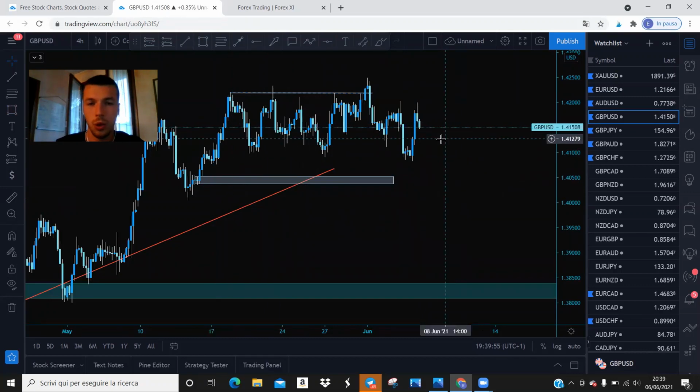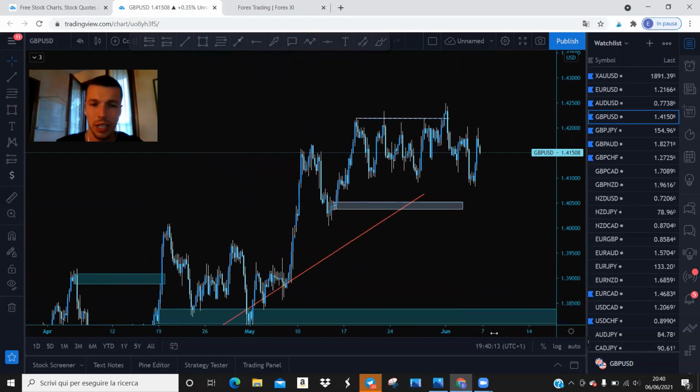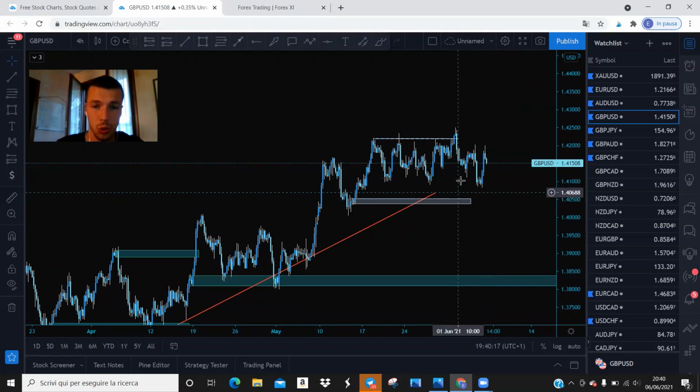GPUSD, we are going sideways, ranging, and overall, just by looking at this graph, I would say that we had a nice consolidation, a grab of liquidity to the upside in order to push more to the downside. But at the same time, this is just speculation, because we don't have any type of confirmation to say that.